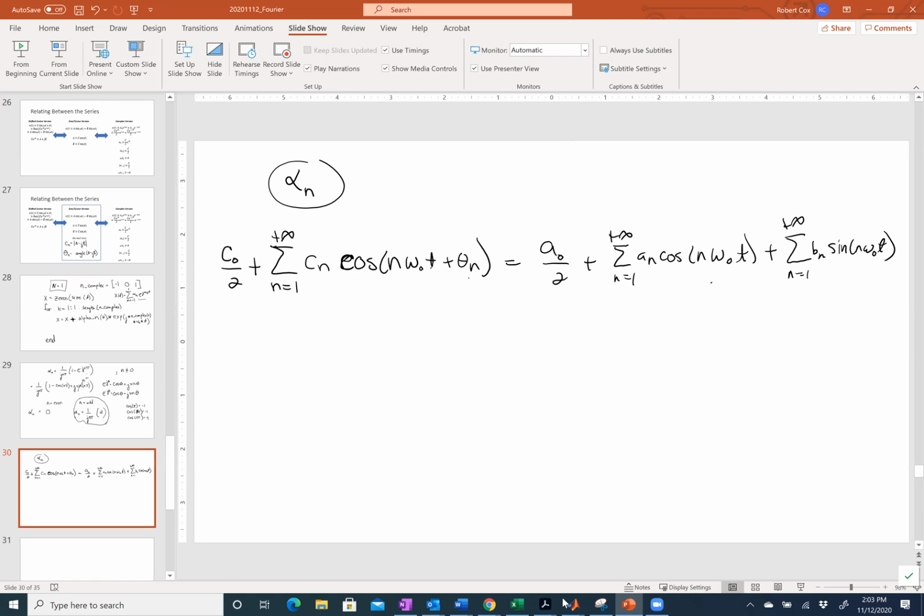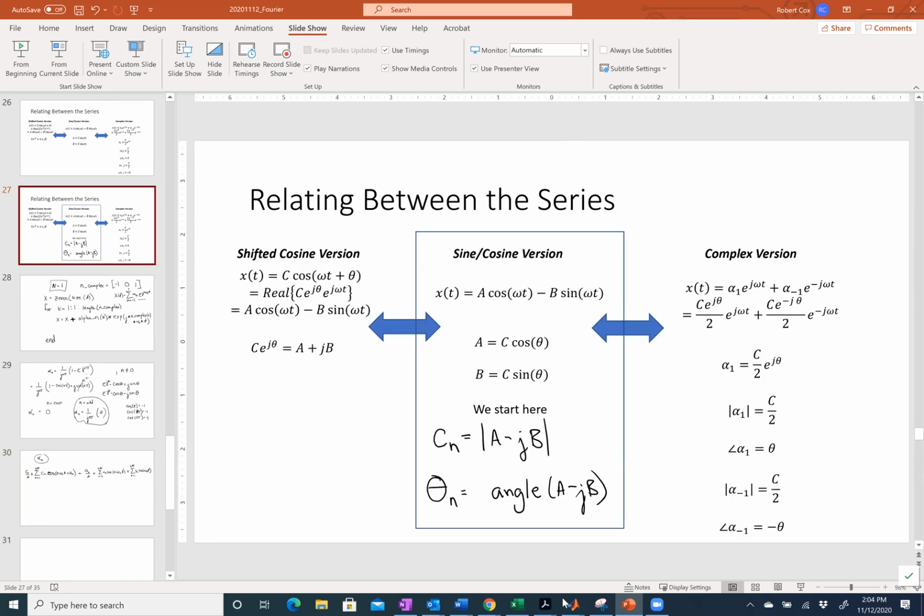You can use Cn divided by 2 times e to the j of your phase. Yes, I can use these relationships here. You already have an omega and a t, and that's going to be the same. That's exactly right. So I can look at each of the alpha values, and I know the magnitude of the alpha value times 2 is the C value. I know that the angle of the alpha value is the theta value. Once I have that, I can easily get into this form of the series by taking C times cosine and C times sine.